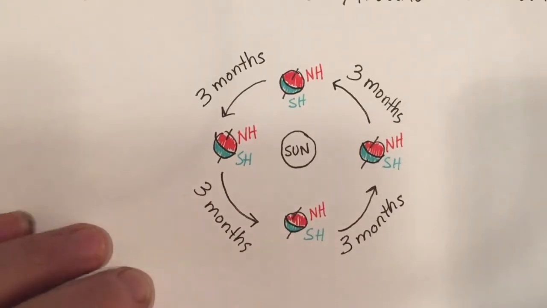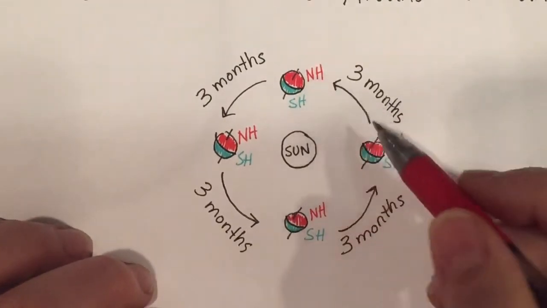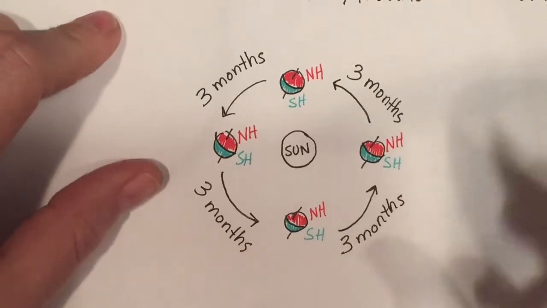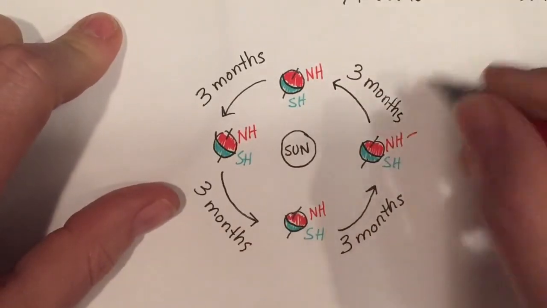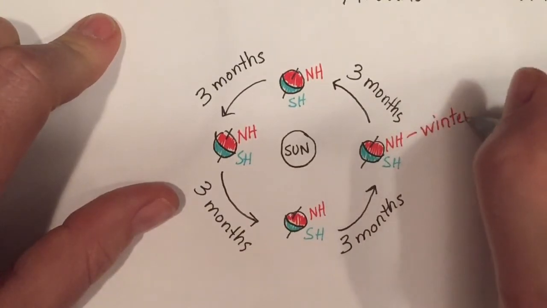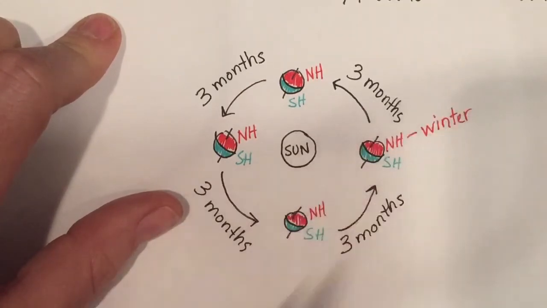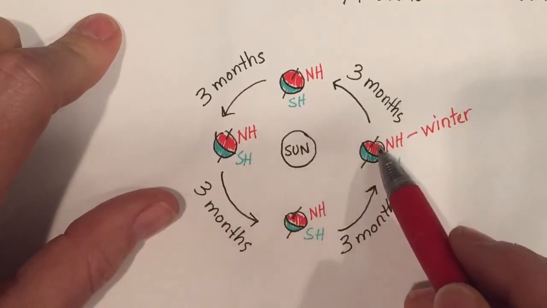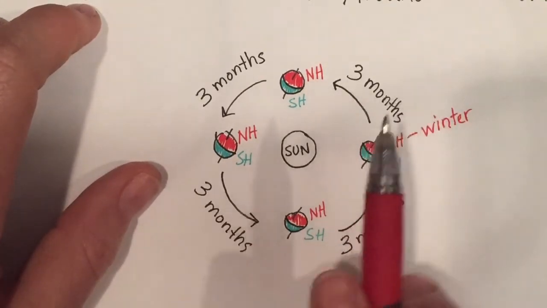Next, we're going to add our seasons. I'm going to switch colors again so that we can keep up with the northern hemisphere versus the southern hemisphere. Let's start with the winter for northern hemisphere. I know that this is winter for the northern hemisphere because the axis is tilted away from the sun. The axis that we drew tilts the Earth at about 23.5 degrees.